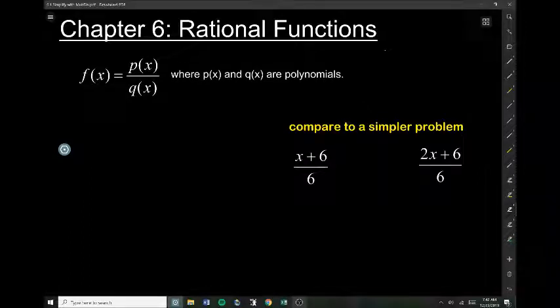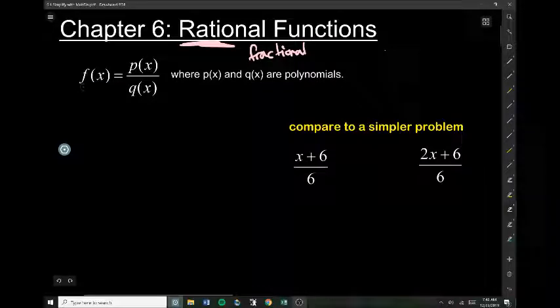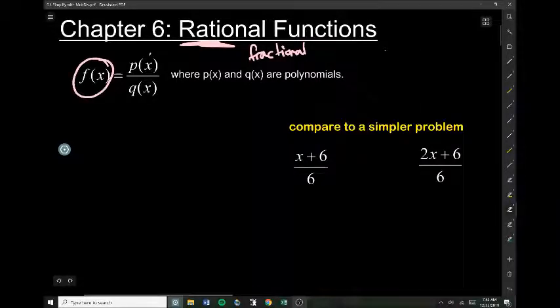We're going to start chapter 6, which is on rational functions. Now, I've said this a few times in other classes, but the word ratio is in rational. So rational, we can just think of it as being fractional. A rational function is a function made up of two other functions. So our function f of x, we think of as being function p of x divided by q of x, where p and q are polynomials.